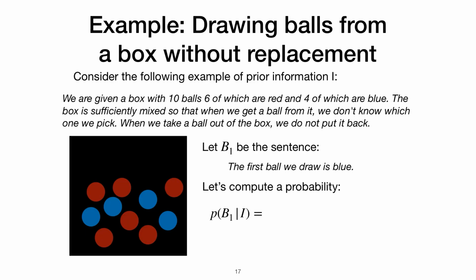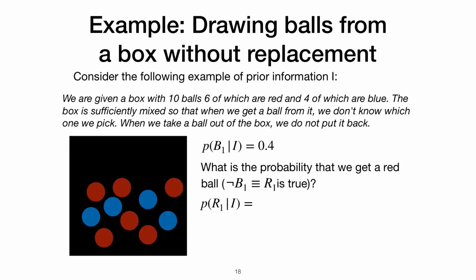Alright, now consider the logical sentence B1, which is: the first ball we draw is blue. And let's compute its probability. We have 10 balls in total, and out of these 4 are blue. Therefore the probability that we should set is 4 divided by 10. The principle I use to make this probability assignment is the principle of insufficient reason, which was first articulated by Laplace.